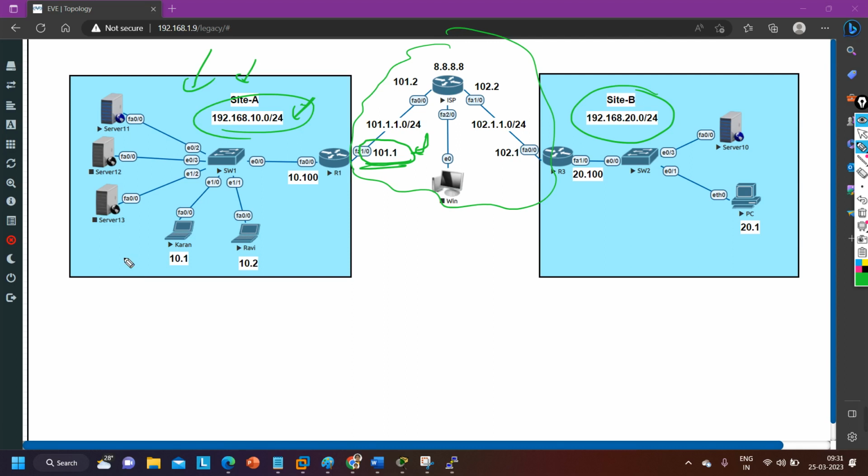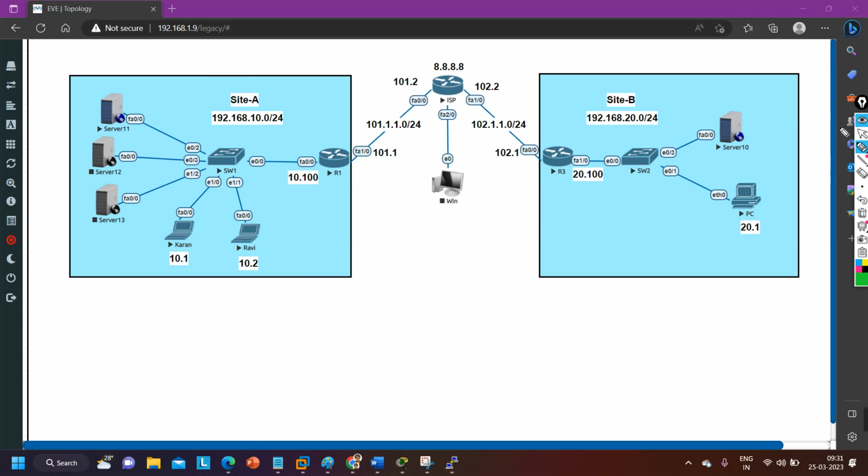Okay, now guys, what will happen? See, if here I am running a private IP address and here I am running a public IP address, then private to public communication is not possible. So what we need here is NATing. NAT stands for network address translation.